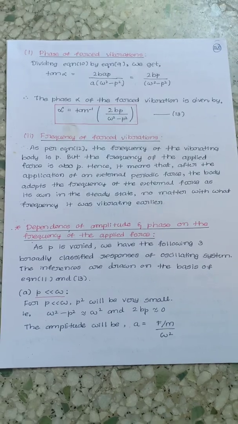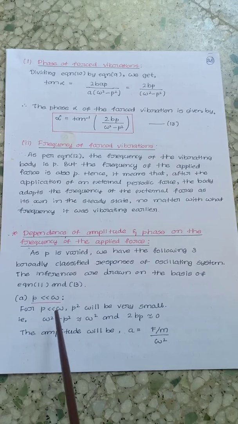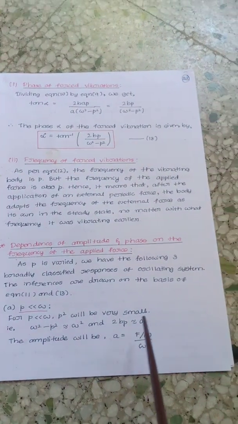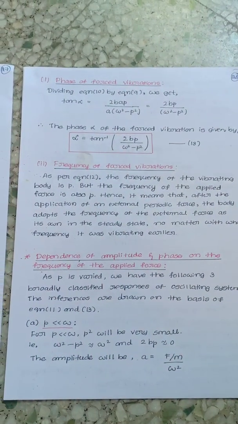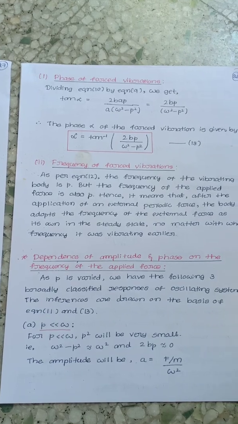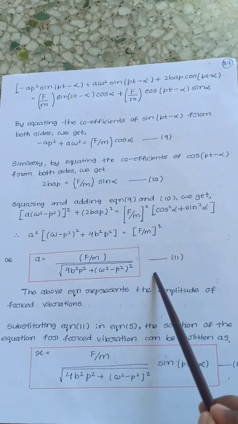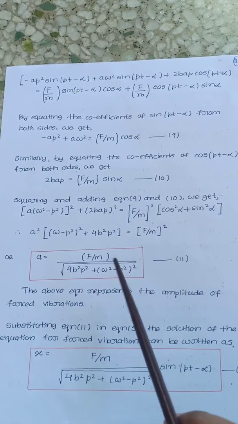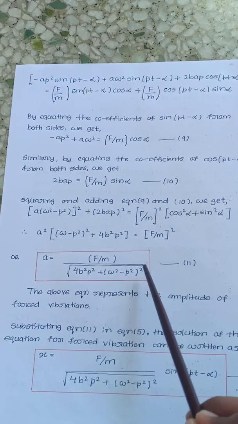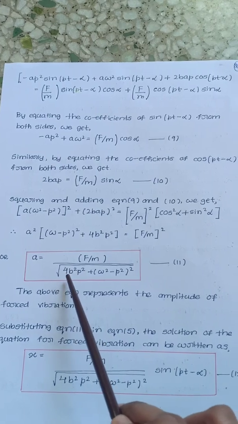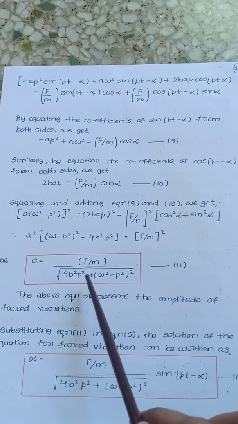Case 1 is when P is less than omega. When P is less than omega, P square will be very small. That means first you have to consider the expression of amplitude and alpha. First write down the expression for amplitude, that is this. In this you take omega square minus P square approximately equal to omega square, and 4b square P square, that is 2bP, will become 0.